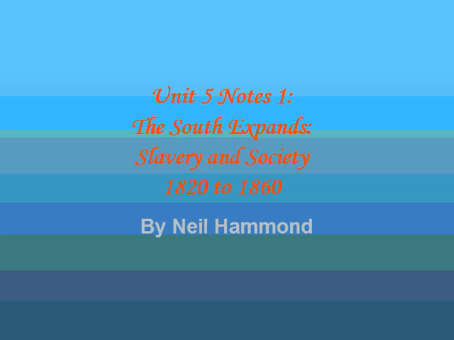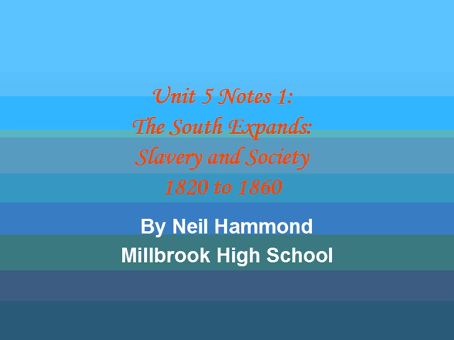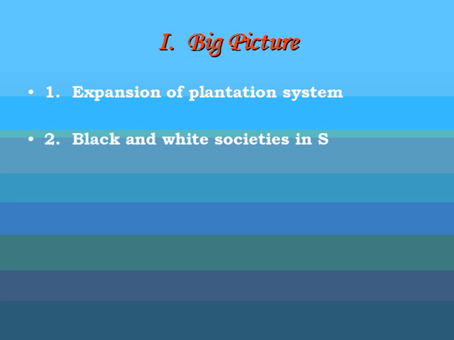Okay, this is Unit 5, Notes 1, the South expands. I'm going to deal with two things. First, during the 1820s up through to the 1860s, the expansion of the plantation system into the Deep South. Secondly, we're going to look at the impact that this expansion had on black and white societies in the South.